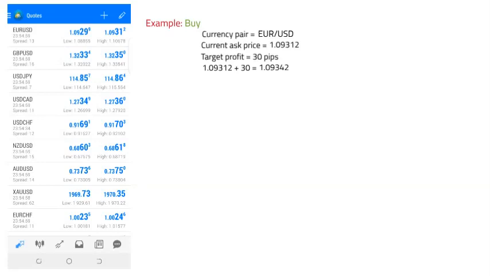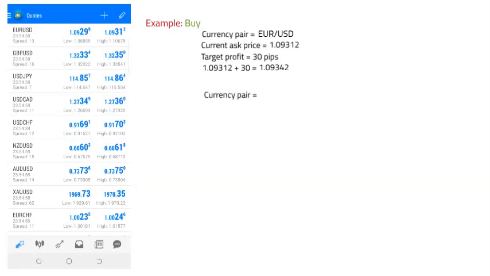So immediately the currency pair rises during its usual fluctuations and gets to 1.09342, my broker, through the automation of MT4, would immediately close the trade for me, whether I'm online or not, and then add my profit to my account. Notice that I used ask price because I was buying. During selling, we would use bid price.